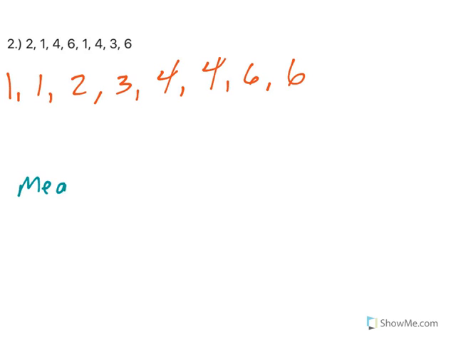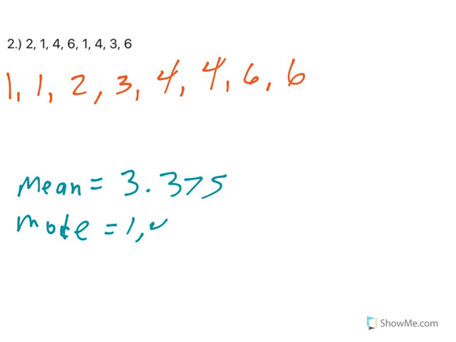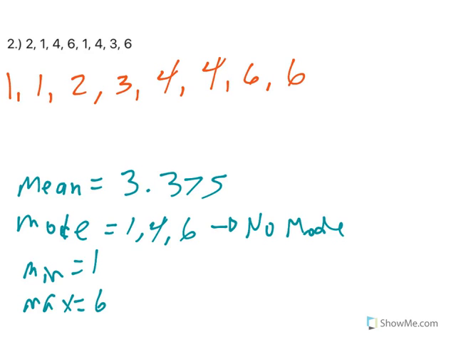Number 2, first put them in order. 1, 1, 2, 3, 4, 4, 6, 6. And go through the answers. So the mean, I add them all up and divide, I end up with 3.375. The mode. Now there are 3 modes. 1, 4, and 6 all have the same. Some people say if you have more than 2, you would really say no mode because so many have the same value. The minimum, smallest number is 1. The maximum, biggest number is 6. That leads to a range of 5, difference between the smallest and the biggest.